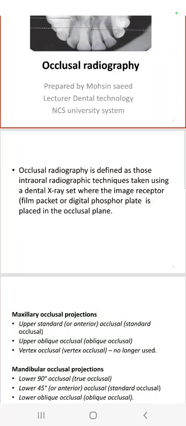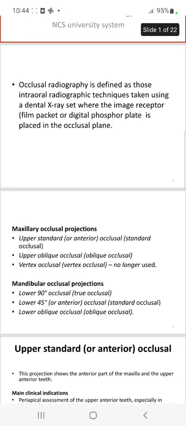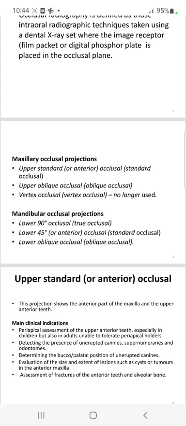Occlusal radiography is defined as those intraoral radiographic techniques taken during an X-ray set where the image receptor, film packet or digital phosphor plate, is placed in the occlusal plane. The head position should be parallel with the floor, and the image technique is taken intraorally.